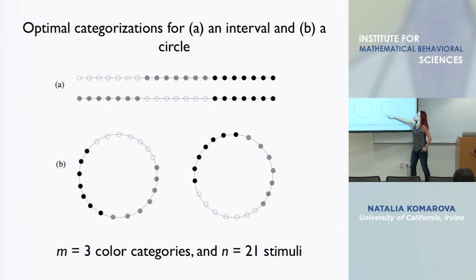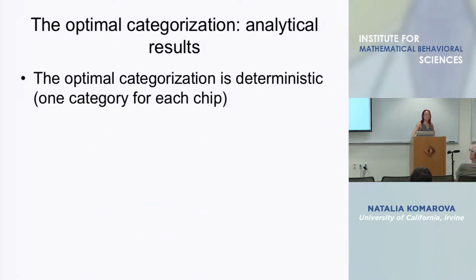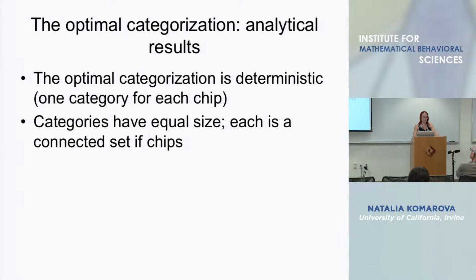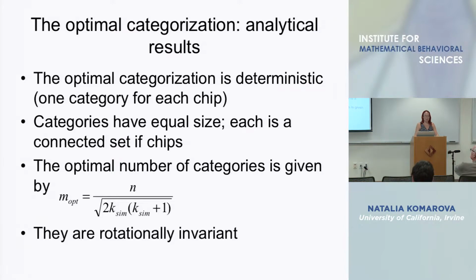So this is 1, 2, 3. The optimal categorization system is deterministic. So we never hesitate. We always know which category to put a stimulus in. Categories have equal size, and each is a connected set of chips. And the optimal number of categories is given by this formula that we were able to derive. So why am I talking about this at this conference?